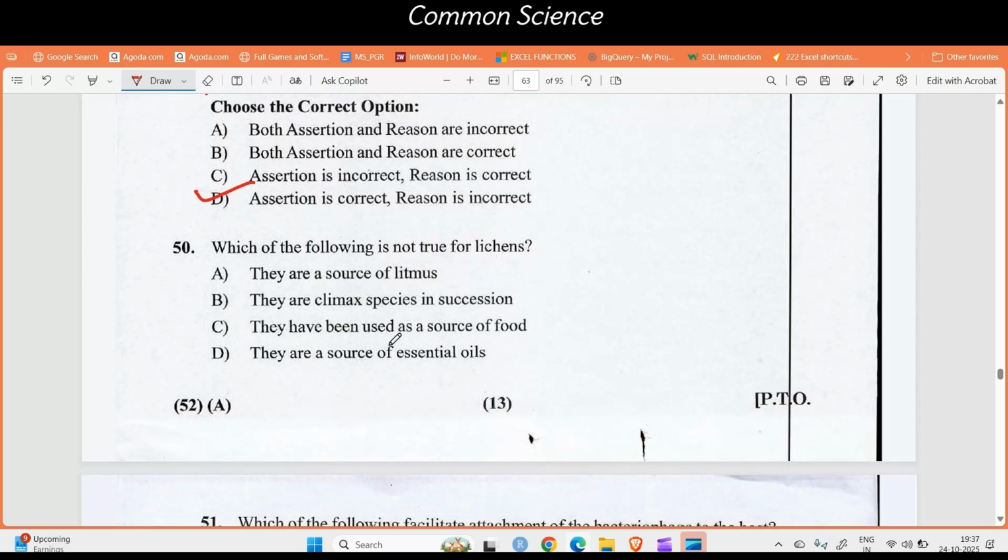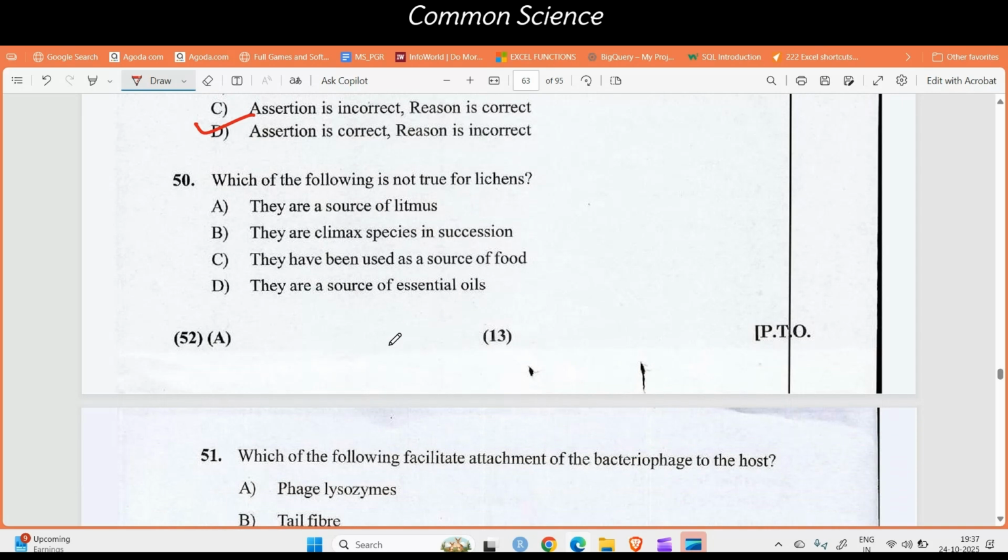Moving ahead, we have question number 50. Which of the following is not true for lichens? They are source of litmus. Yes, they are source of litmus. They are climax species. No, they are not climax species. So option B is the correct answer here. They have been used as, yes, source of food. They are a source of essential oils.